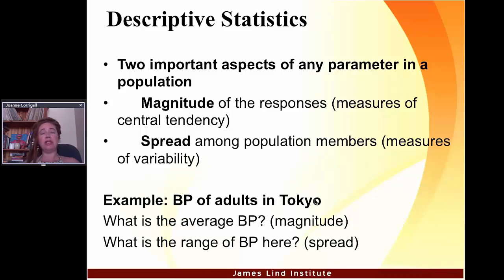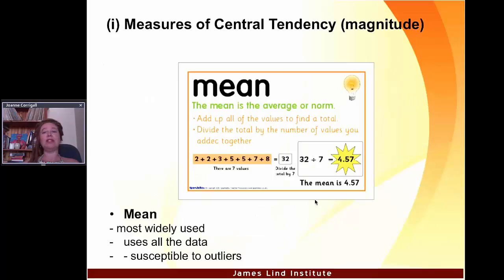Let's say we have an average of 160/90. Do most people have that blood pressure, or are there a lot of people who have really high blood pressure and another lot that have really low blood pressure? That's where the spread becomes quite important, because you need to know the range of blood pressure in different parts of your population. So let's have a look at some of the measures of central tendency, or magnitude.